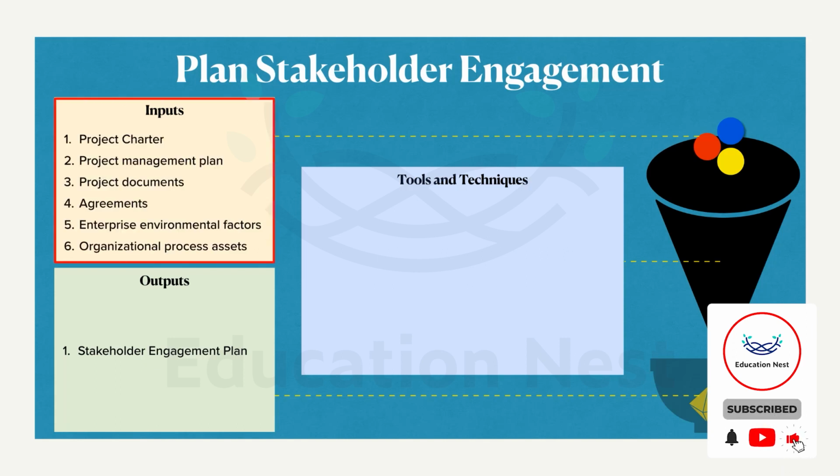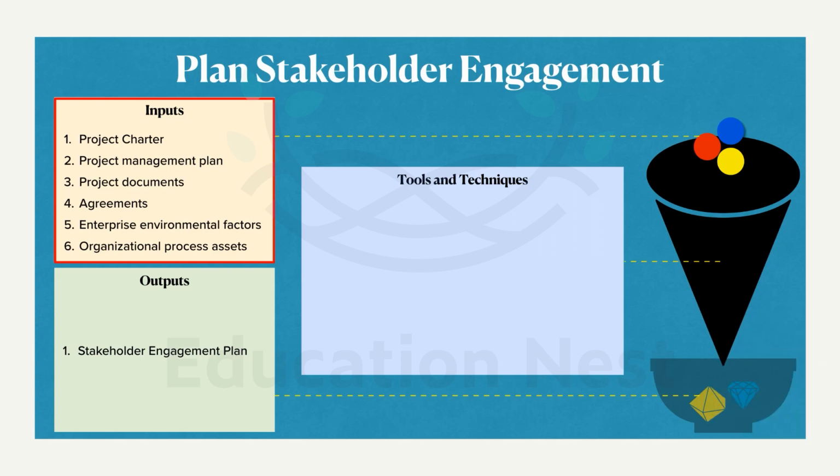I think all of them are quite generic inputs that we have already learned. So let's quickly hover through them. We need the project charter as input. We need different components from the project management plan as inputs. We need project documents as input. We need multiple agreements, whatever we have learned, as inputs. And of course, the default enterprise environmental factors and organizational process assets are taken as inputs.